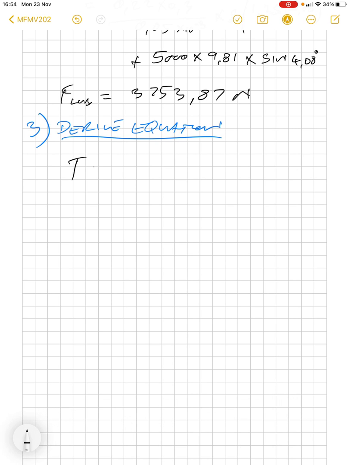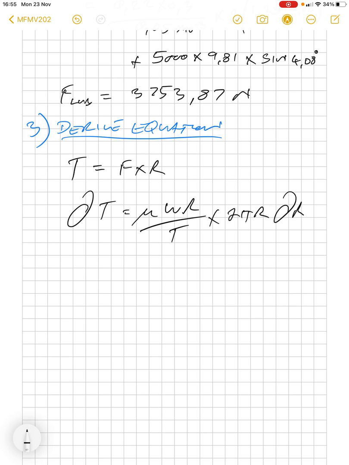So we have torque is equal to force times radius. We have dT is mu omega r over t times 2 pi r dr times r. So that's our elemental strip, the torque on the elemental strip.